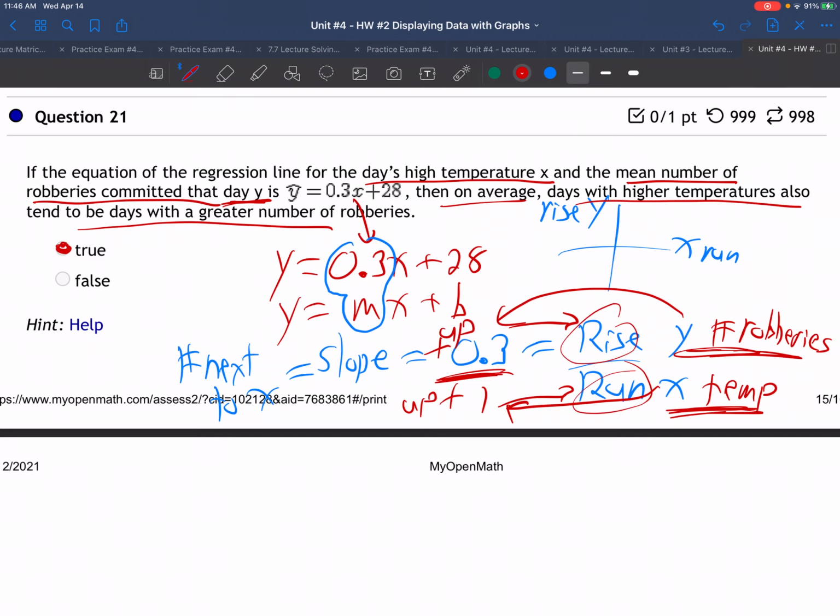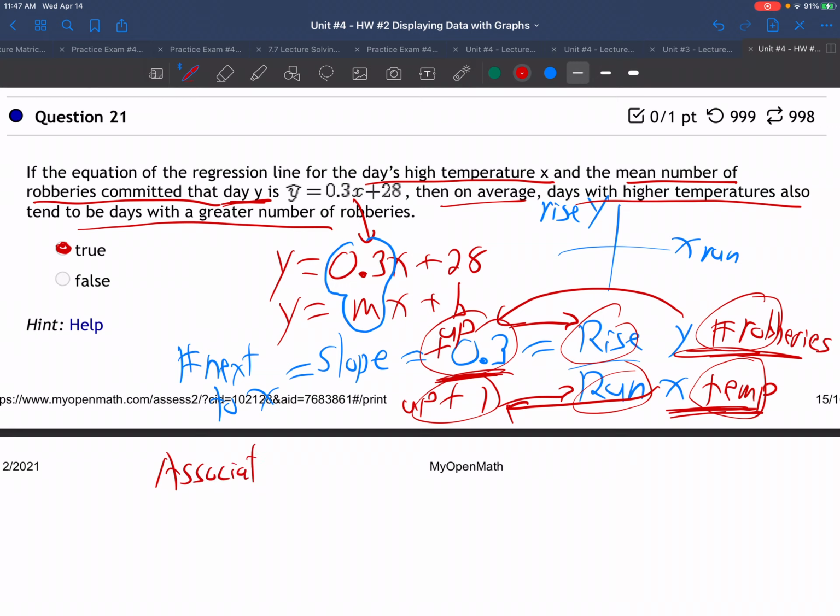Rise over run is slope. The slope is 0.3. It's positive, which means up, which means robberies go up as temperature goes up. Now, so temperature is causing robberies? Well, just because two things are connected doesn't mean one is causing the other. Remember how we talked about that? You want to be careful.